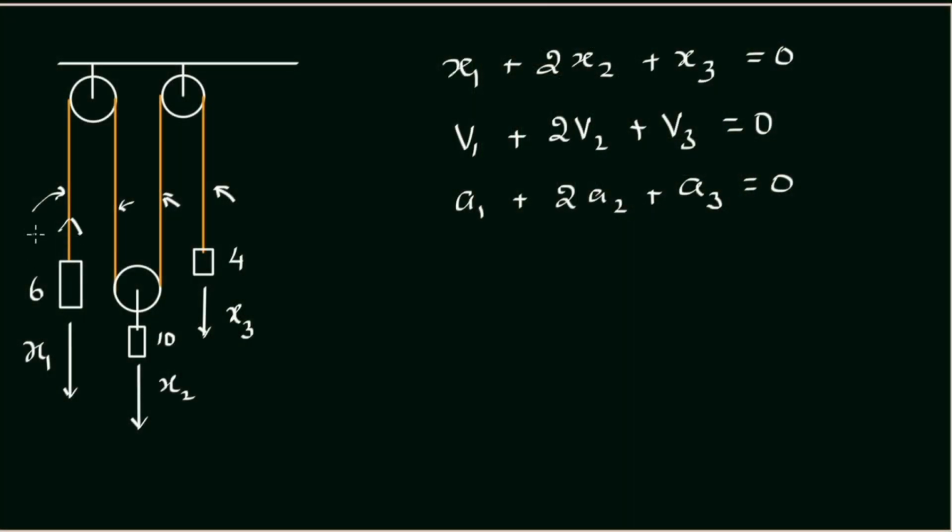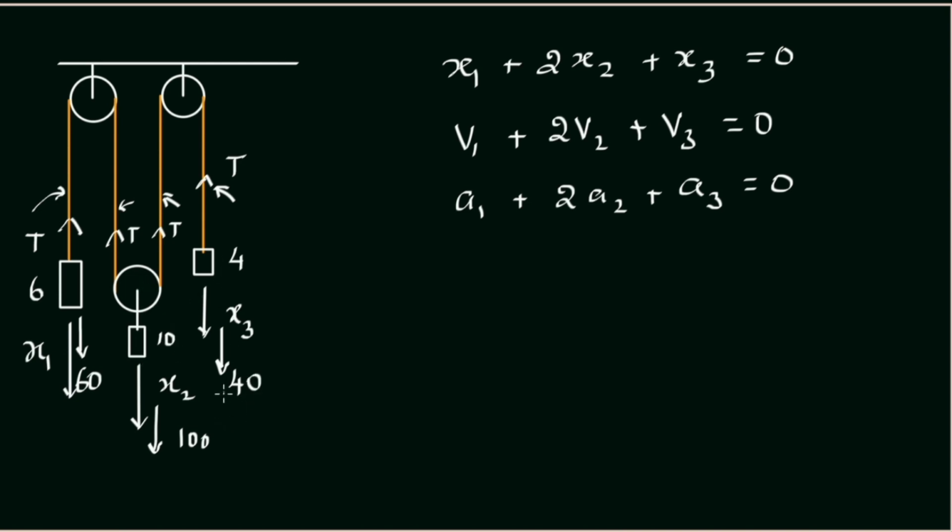So on the 6 kg block, there's a tension pointing upward and gravity 60 newtons pointing downwards. On the middle block and pulley, we have tension upwards because a rope will only pull, you can't push with a rope, and there is a downward force of 100 newtons, which is the weight of the 10 kg block. And then on the 4 kg block, there's tension upward and a downward force of 40.